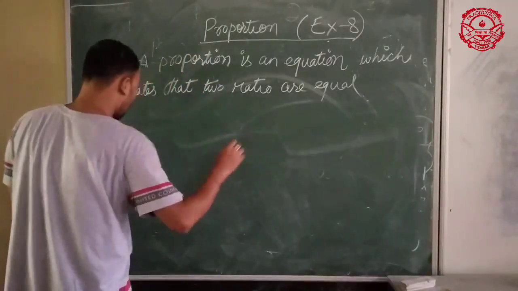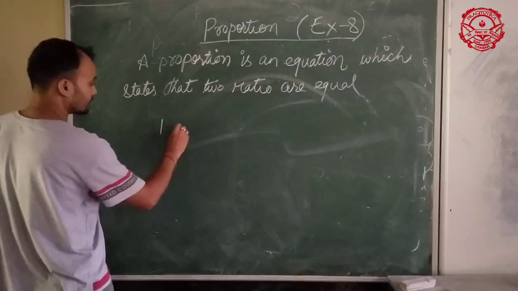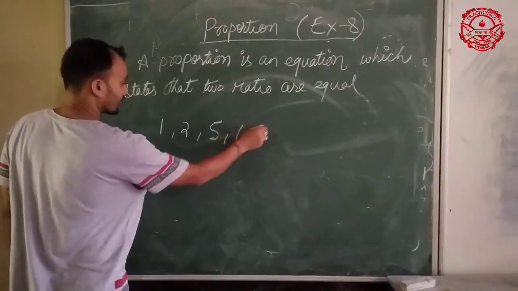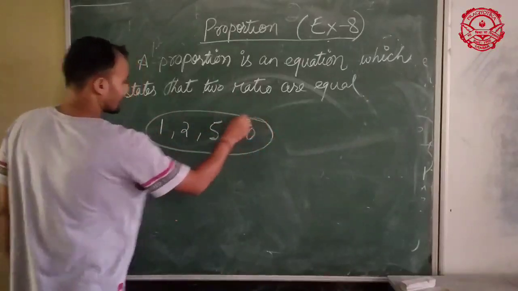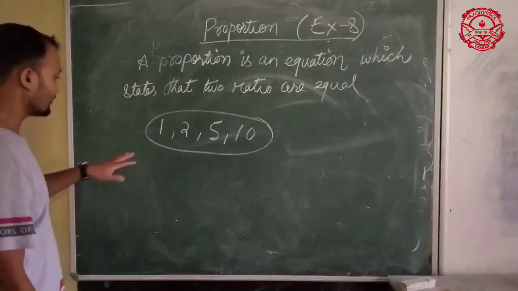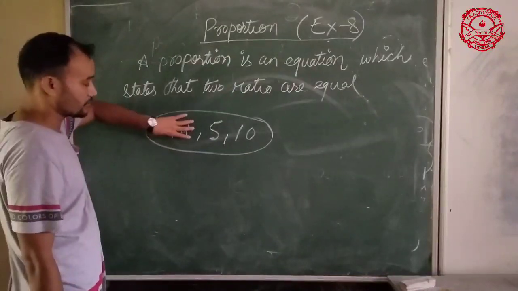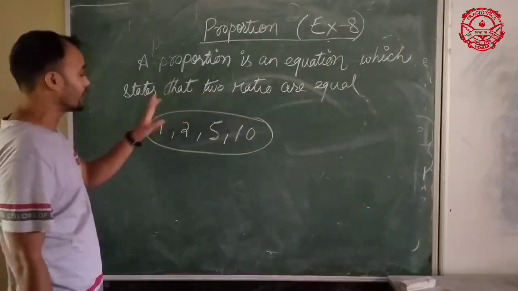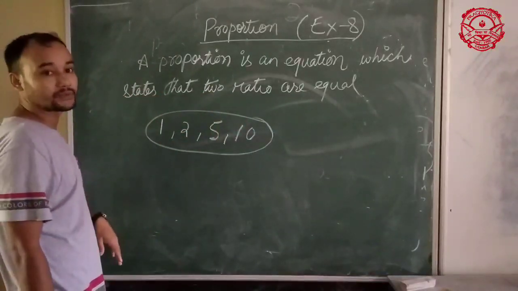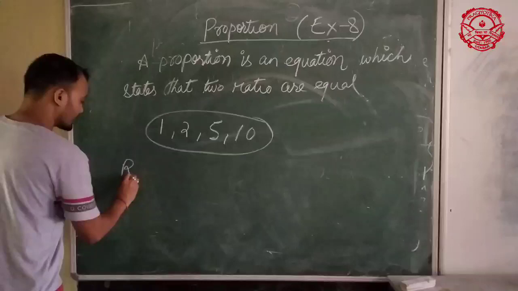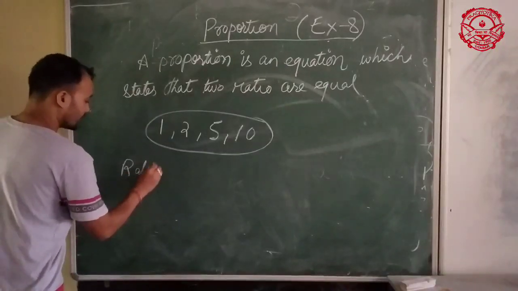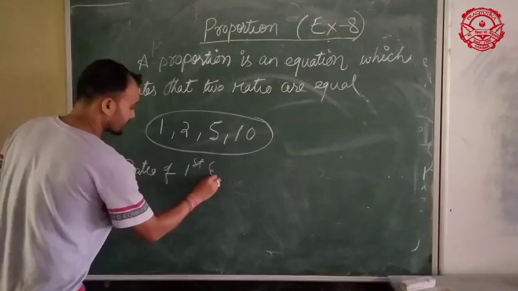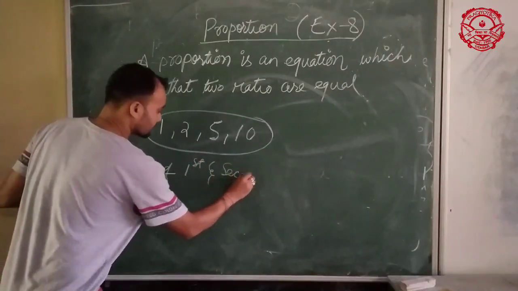Suppose I consider four numbers like 1, 2, 5, 10. Now, if the ratio of the first two becomes equal to the ratio of the third and the fourth, then they will be said to be in proportion. Now see, the ratio of the first and second number.